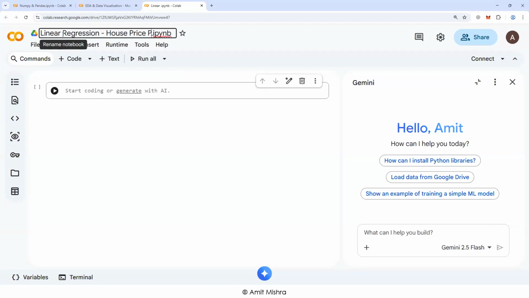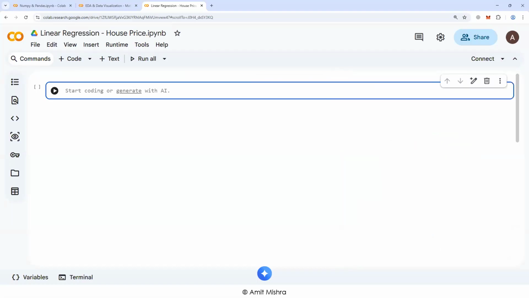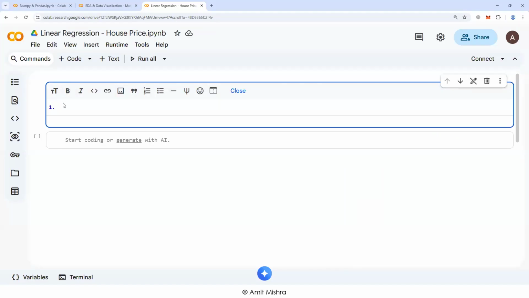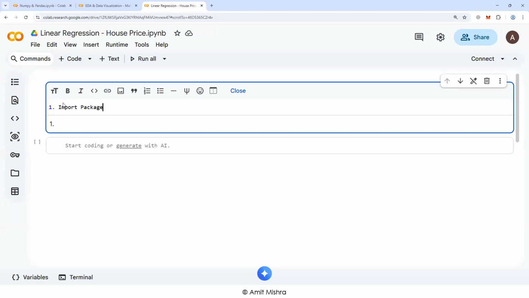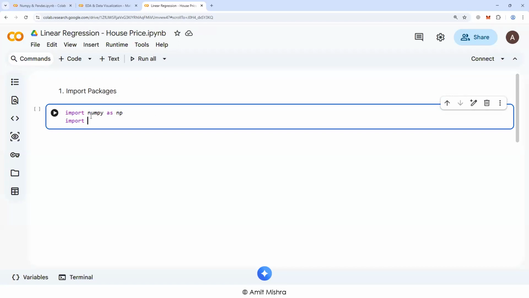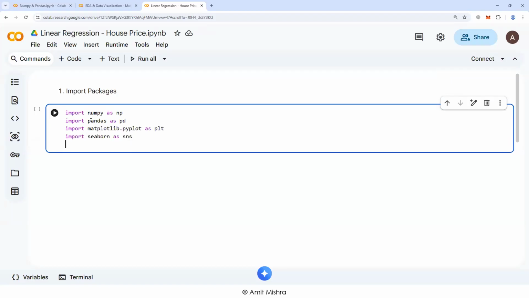Okay, we will be making a house price prediction, and we need libraries like pandas, matplotlib, seaborn, and numpy. Let's first import packages. When we start with import libraries, let's import numpy as np, import pandas as pd, import matplotlib, import seaborn.